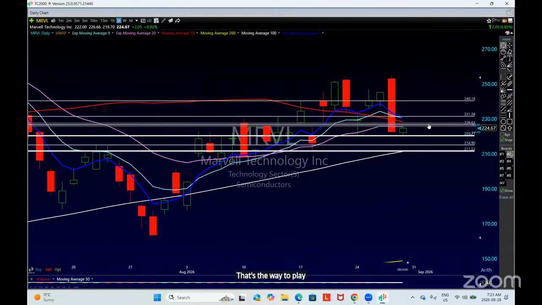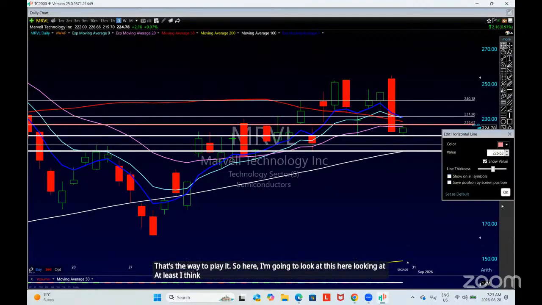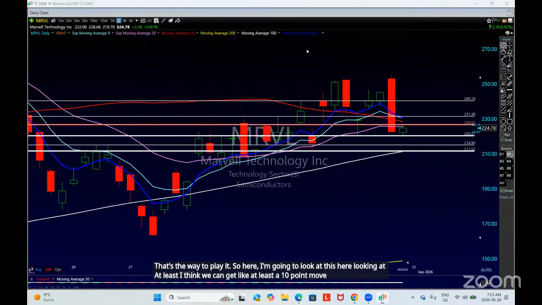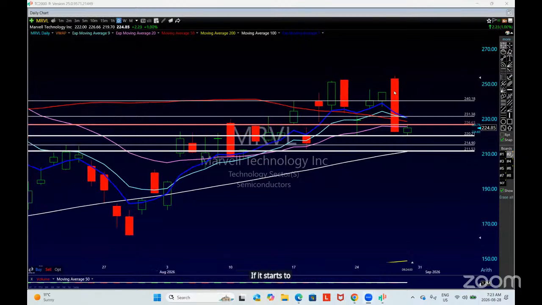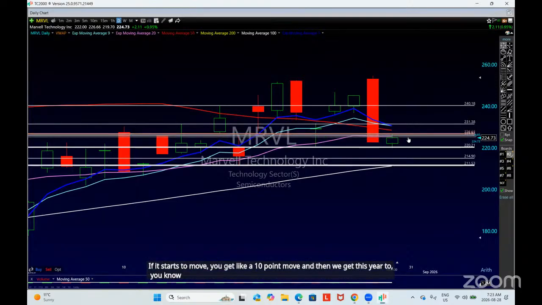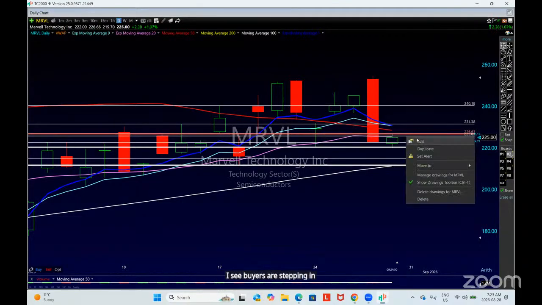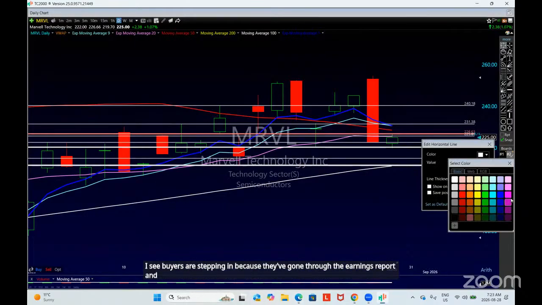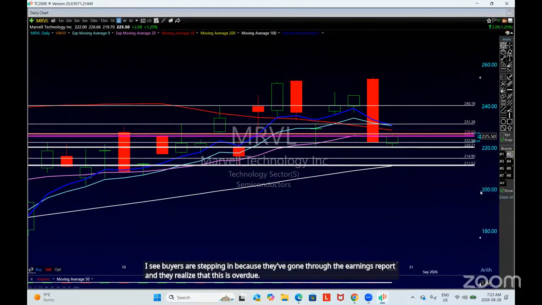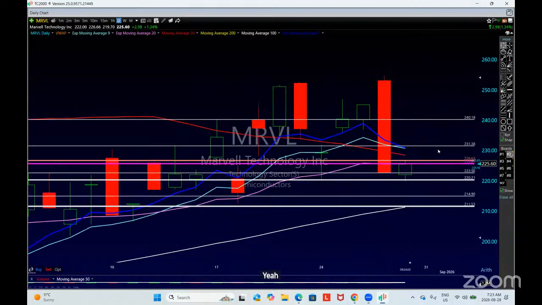So here I'm looking at this, and I think we can get at least a 10-point move on this. If it starts to move, you get a 10-point move, and then we get this here to trail above this level. We have this here, and then this here. So I like what I'm seeing here. I see buyers are stepping in because they've gone through the earnings report and they realize that this sell-off is unnecessary, right? So yeah, we'll look at this trade here.